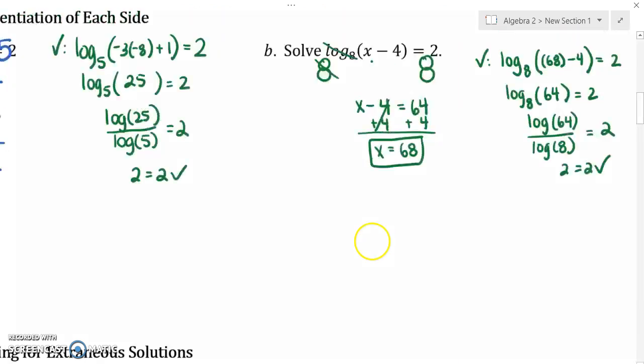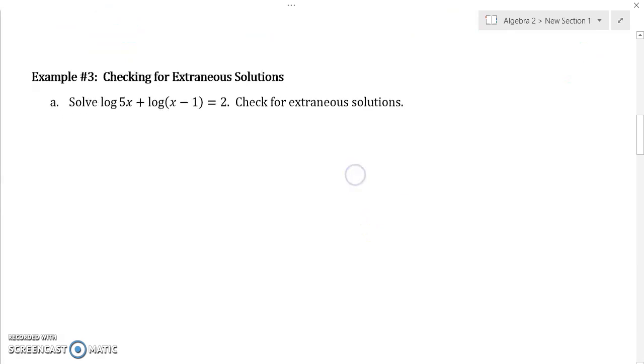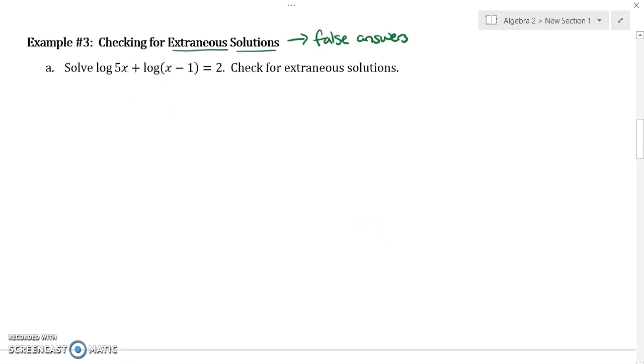All right, let's look at our next examples. So our next examples are a little different. It's giving us a warning. These are the ones that could possibly have extraneous solutions, which really means false answers. And if they're false, then they're really not answers. Okay, so we would have to throw them out. So we have one more example we have to try.